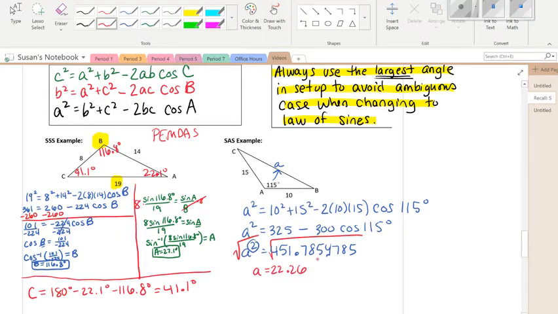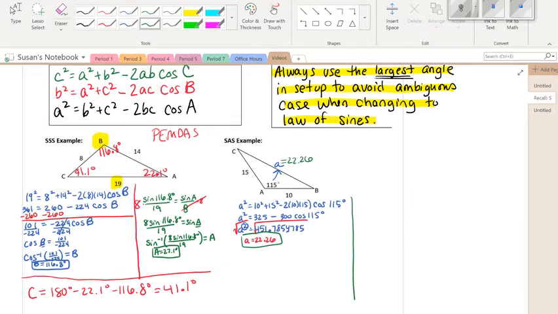21.26. Now that I have that length, I have enough to set up one proportion to use the law of sines, so I can go ahead and do so. Could you use the law of cosines again? Of course. So we have the sine of 115 degrees over 21.26 is equal to, and I'm just going to go ahead and solve for B next. So the sine of B over 15. Why don't you go ahead and solve this on your own, and pause when you're done.